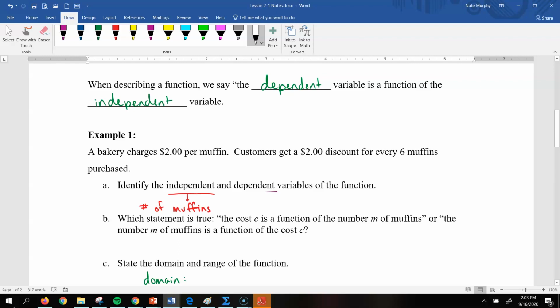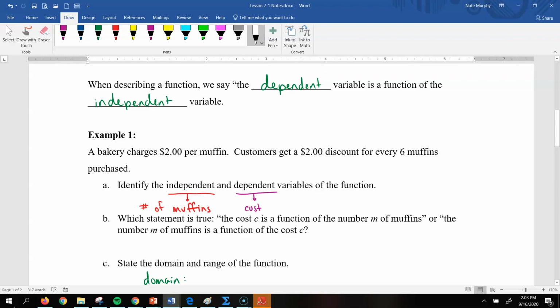And now we want to figure out, well, what's the dependent variable? So the dependent variable depends on our independent variable. So in this situation, what's going to depend on the number of muffins? Well, that's going to be what we spent. So the total cost will end up being the dependent variable.